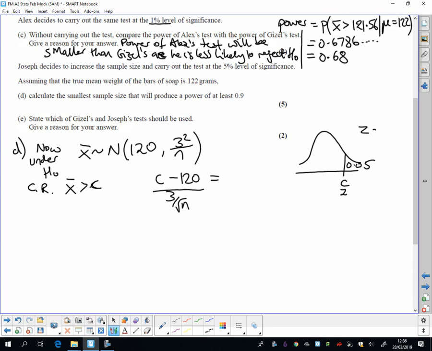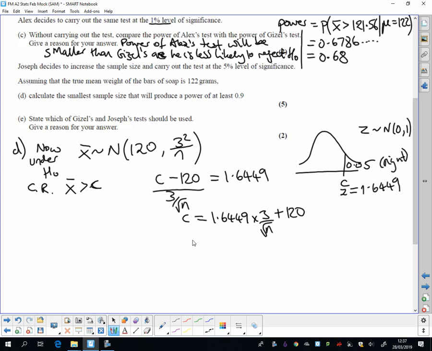So remember that z comes from a normal distribution with a mean of 0 and a variance of 1. So we can work out that the z value corresponding to 0.05 at the top end of the table, so this is the right end if you're using your calculator, is 1.6449. So using our standardizing formula, that must be equal to 1.6449, and I can rearrange that to find out that my critical value is going to be 1.6449 times 3 over root n plus 120, which is still quite a long looking formula.